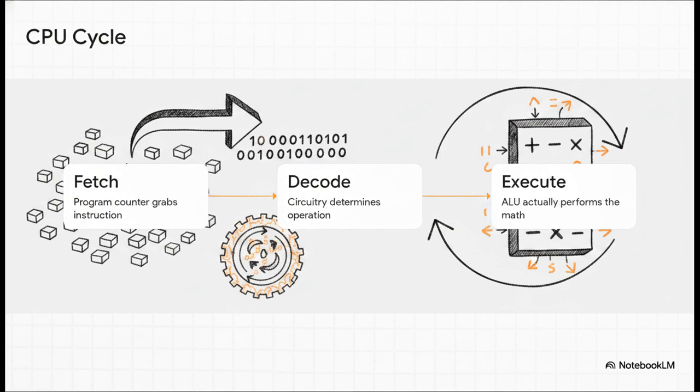Fetch, decode, execute. First, fetch. A special register called the program counter reaches into memory and grabs the next raw binary instruction. Next, decode. Intricate circuitry examines those bits to determine exactly what operation to perform, based on the chip's instruction set architecture. And finally, execute. The arithmetic logic unit actually performs the math or moves the data. Fetch, decode, execute. Over and over, thousands of times, just to execute our simple print command.